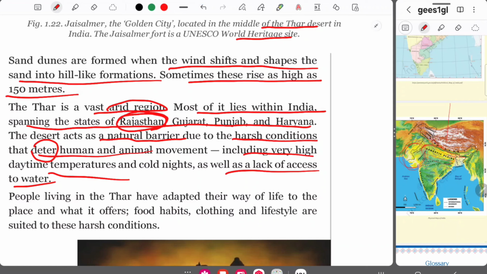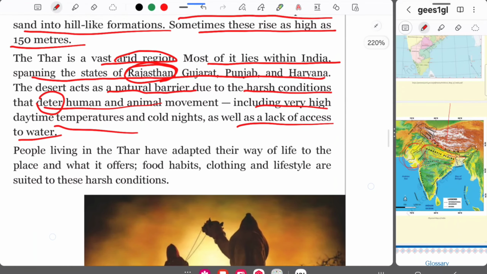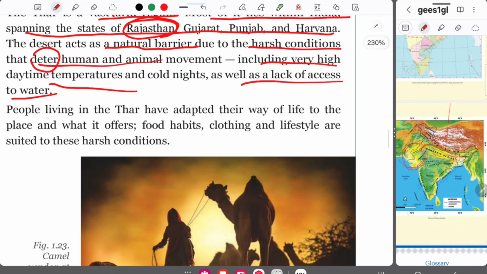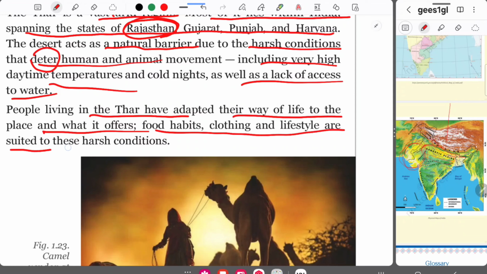You will find little human settlements there. Many humans have settled over there, and whoever has settled there has adjusted their life according to that area, according to the climate. They have adapted their life. This is what it says in this line: People living in the Thar have adapted their way of life to the place and what it offers. Food habits, clothing and lifestyle are suited to this harsh condition. So their clothing will be whatever suits this harsh condition, they form their lifestyle in that way, and they will be eating foods which are suitable for that area, okay.